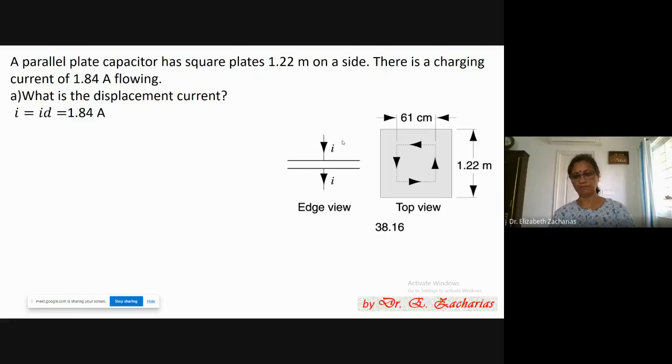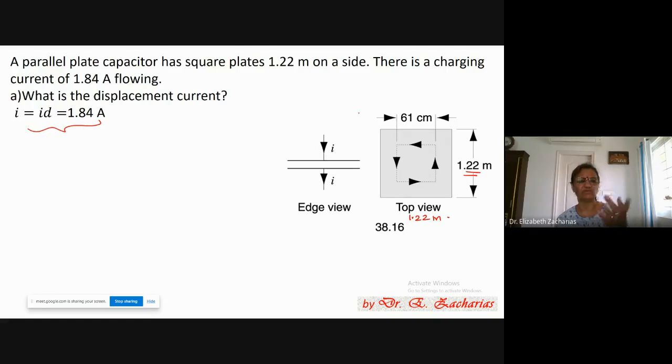Here is another problem. I thought I should put this here because you shouldn't always think that the plates of a capacitor have to be circular for all that discussion. It can have other shapes also. A parallel plate capacitor has square plates, 1.22 meter on one side. There is a charging current of 1.84 ampere. What is the displacement current?